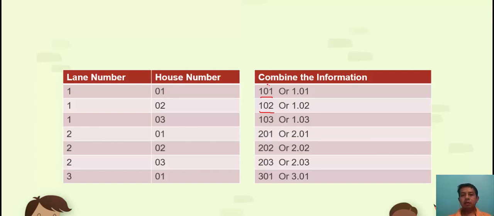So what does this information convey? In this example, this information conveys 2 different things. The first part conveys the road number or the lane number. The second part conveys the house number. Clear? So in this example, this combined information provides me two different pieces of information. One is the lane number, the other one is the house number.